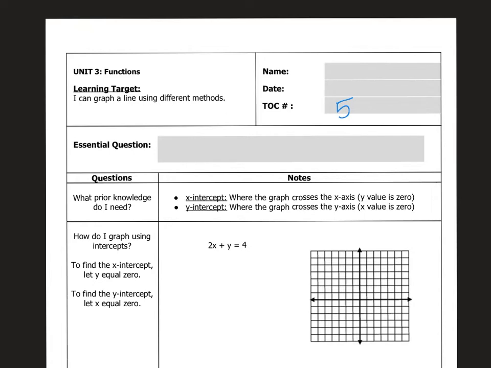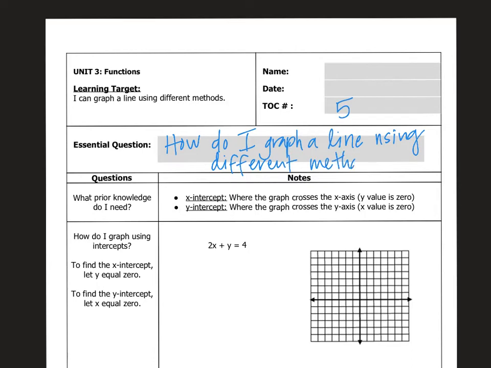So our essential question is, how do I graph a line using different methods?